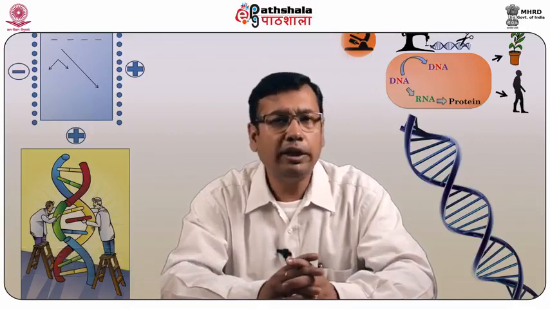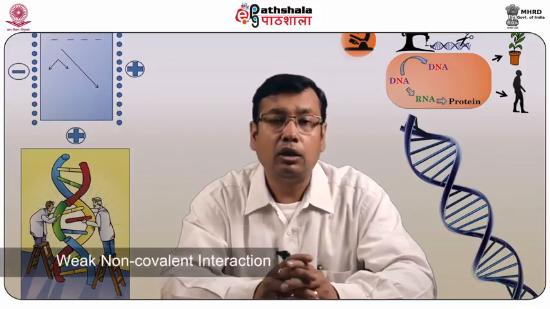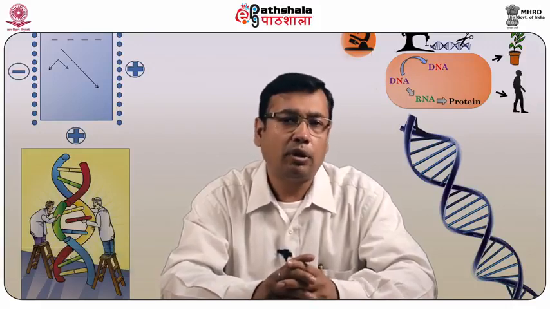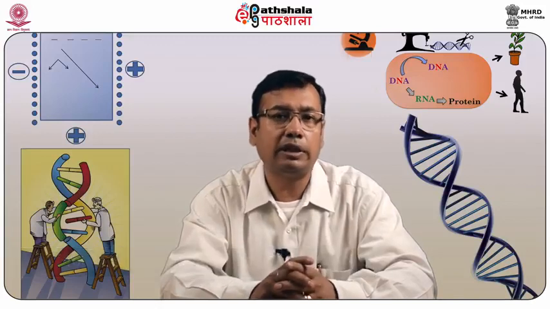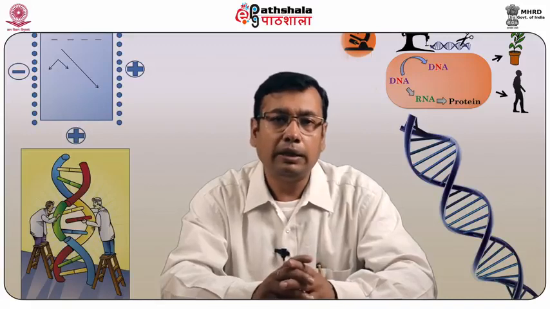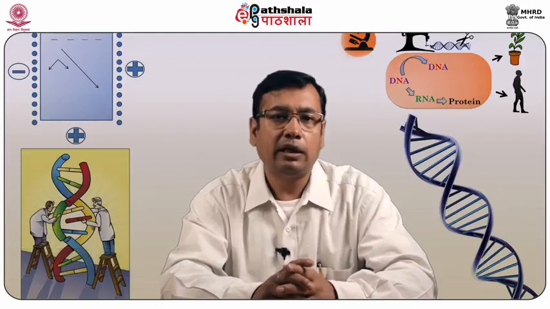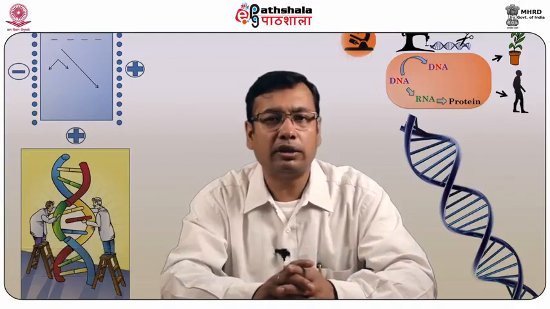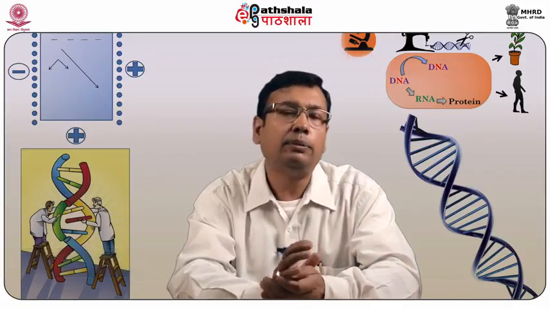So if we summarize the previous slides, we have learned that peptide bond rotation and R group orientation is very important in protein folding. Not only that, weak non-covalent interaction is also required for a proper shape of protein. Protein shape and sequence of amino acids are also important because they help in the conformation and determining the free energy, whereas denaturation and renaturation of protein is a continuous process, and there are many factors such as heat, pH, chemicals and time that are important in protein folding.